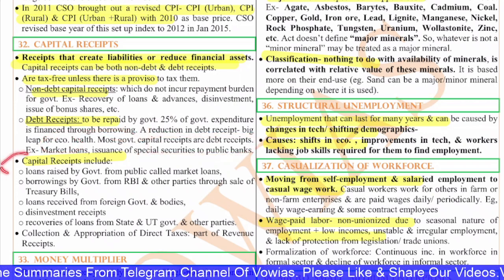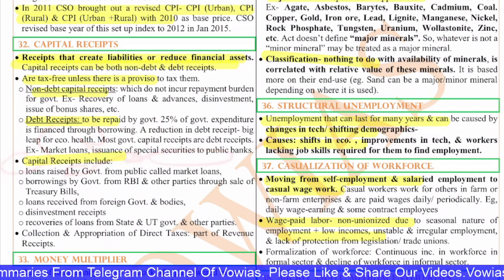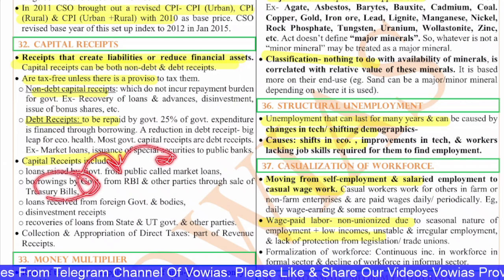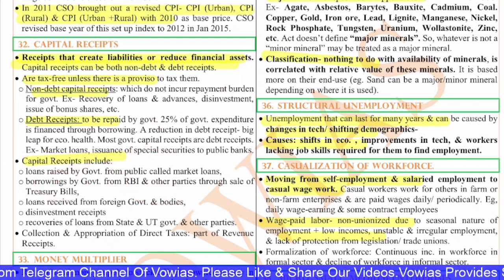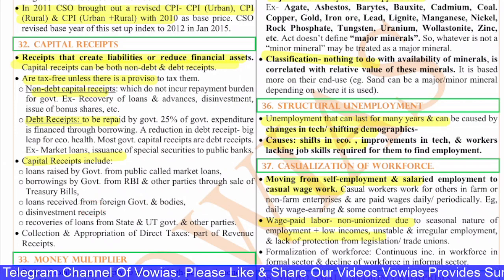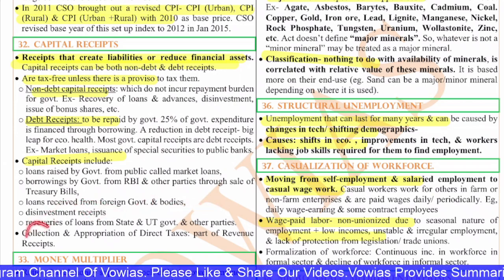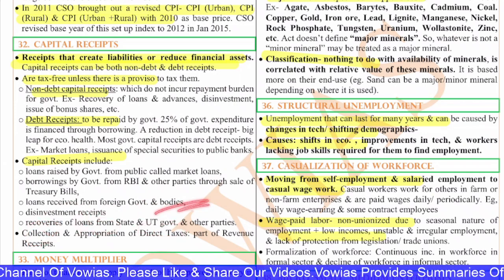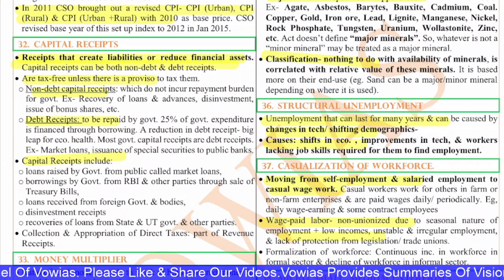Now you have the capital receipts, which include loans raised by the government from the public, called market loans. So the borrowings by the government from RBI and other parties through the sale of treasury bills, the loans received from foreign governments and bodies, the disinvestment receipts, recovery of loans from state and UT and other parties, collection and appropriation of direct taxes, which is part of revenue receipts. So these are the various taxes and various receipts.